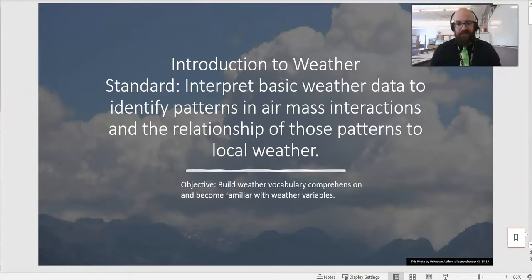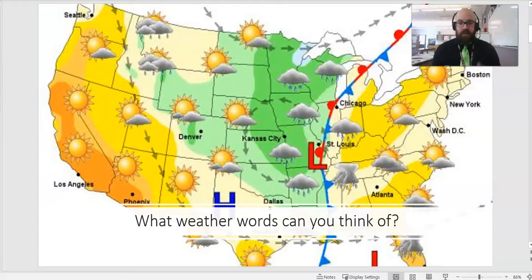All right, let's get to the lesson. To start this lesson, I'm going to ask you, what weather words can you think of? Take a look at the map for a moment and think to yourself, what terms do you hear on TV or the radio when you hear a weather report?